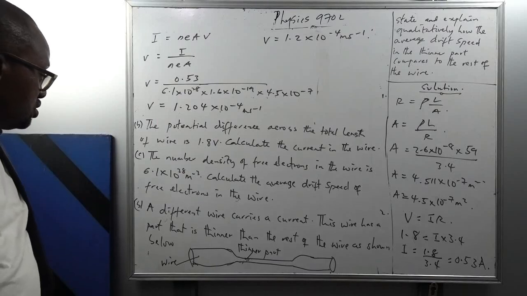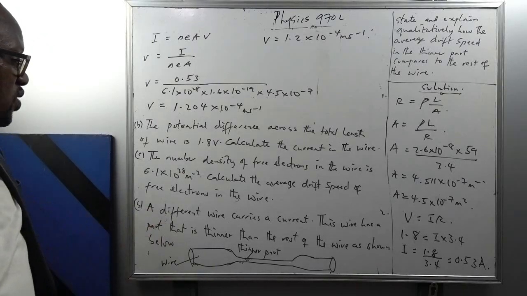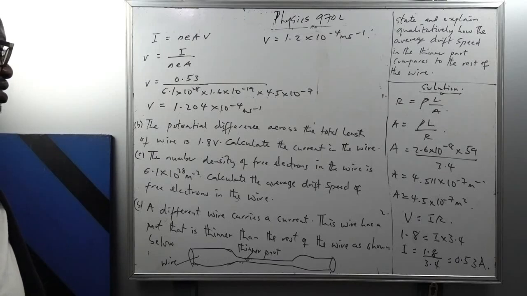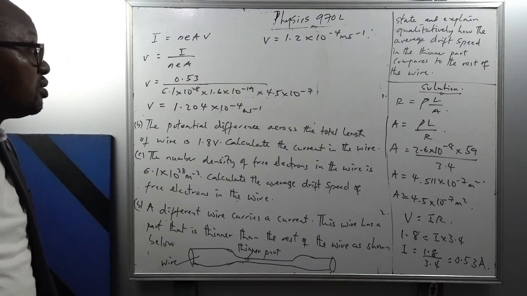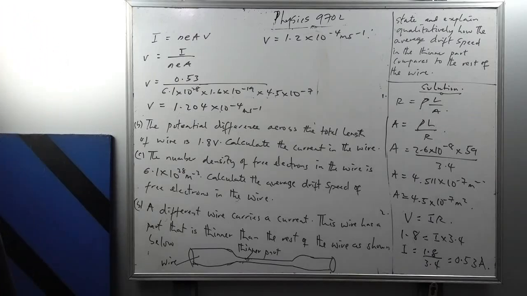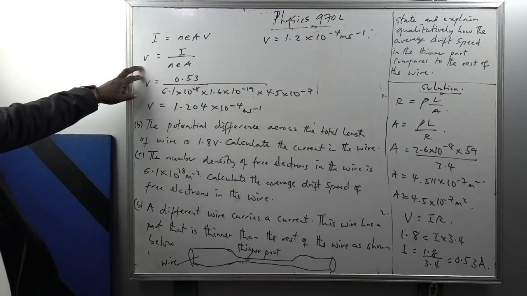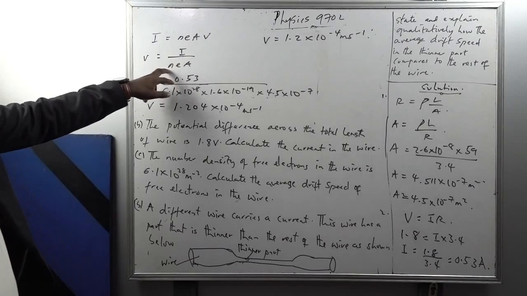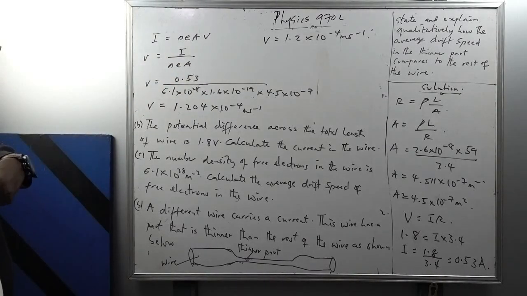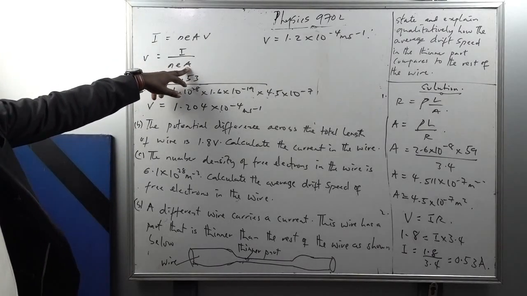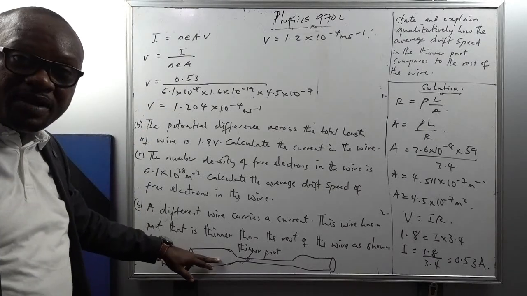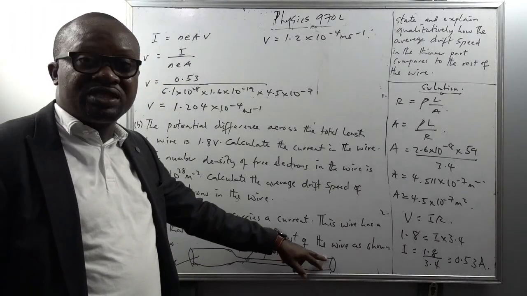Okay? So the last one here, a different wire carries the current. The wire has a part that is thinner than the rest of the wire as shown below. State and explain qualitatively how the average drift speed in the thinner part compares to the rest of the wire. Remember that the average drift speed from here is given as current over what? nEA. So I am looking at the variation between the drift speed and the cross-sectional area, because the current flowing through the thicker part of the wire will be the same as the current flowing through the thinner part of the wire.